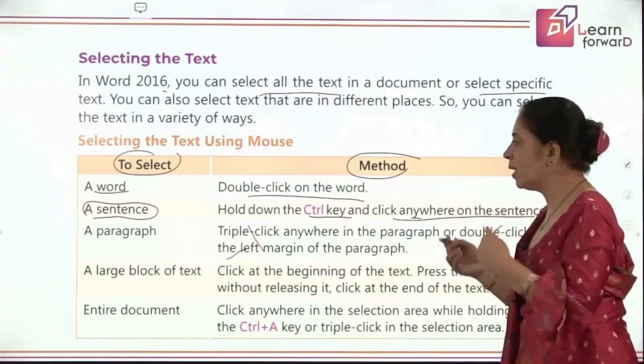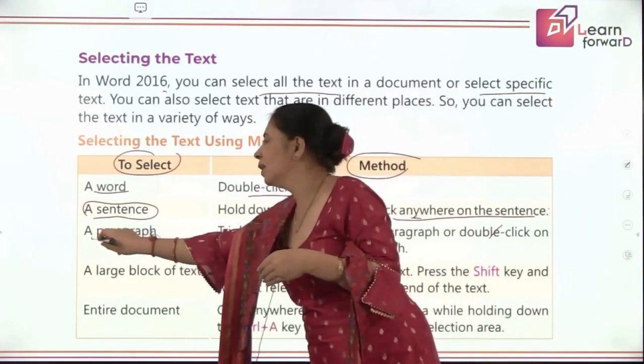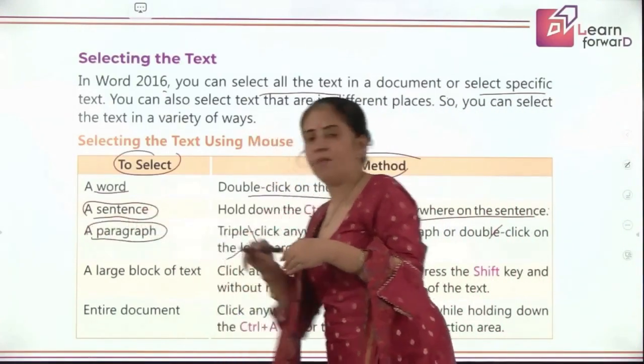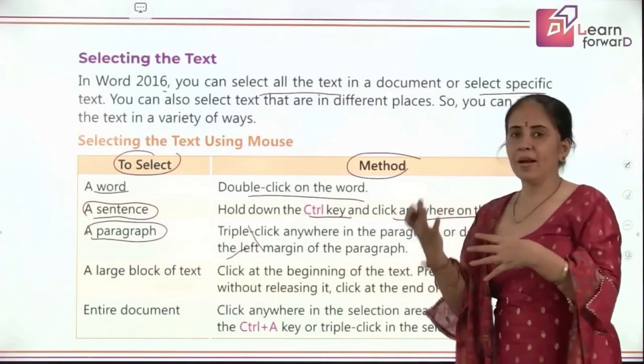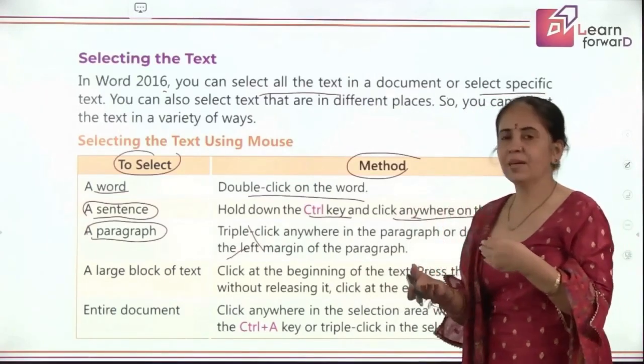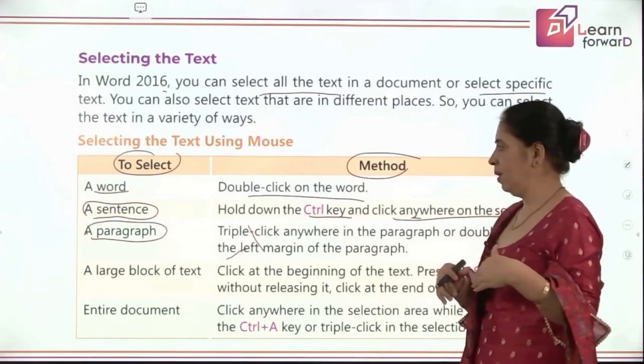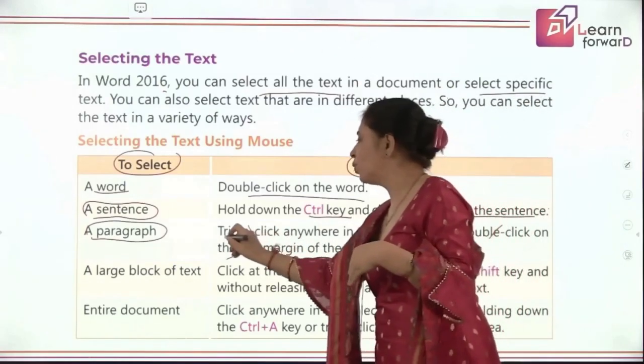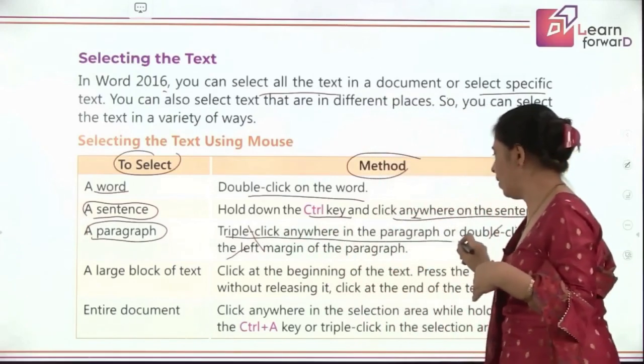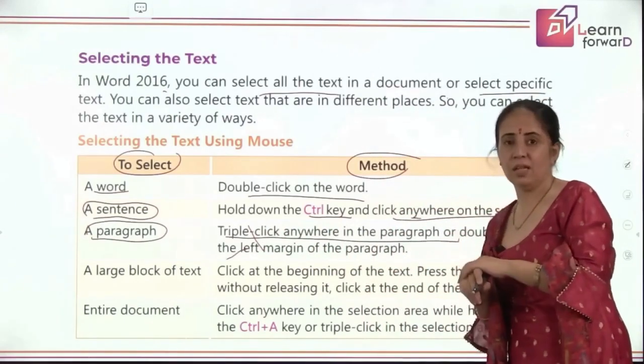Now the next thing is you have to select the complete paragraph. Children, a paragraph could have more than one sentence and you have to select the entire paragraph. In that case, you have to triple click anywhere in the paragraph. That's the first thing that you could do.